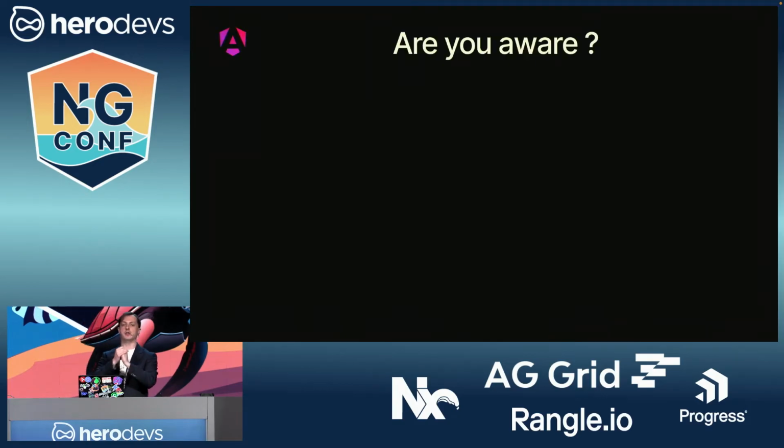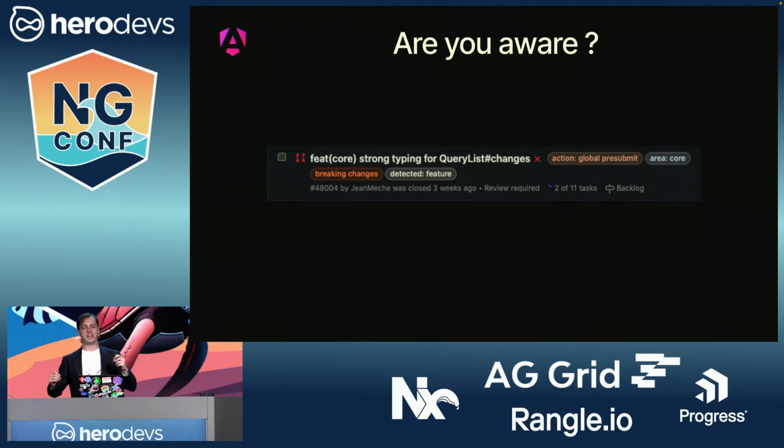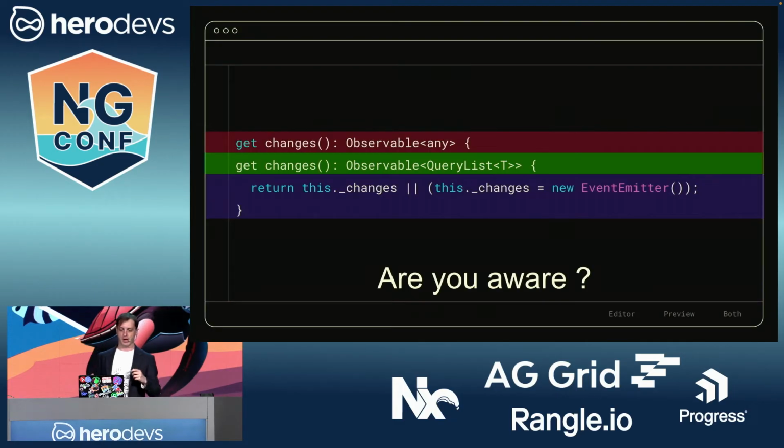Next, are you aware of what you do when you do a change? Are you aware of the consequences? For example, here is one of the PRs I opened very early. I thought it was an easy change. It was a breaking change. Let's look at the change here.